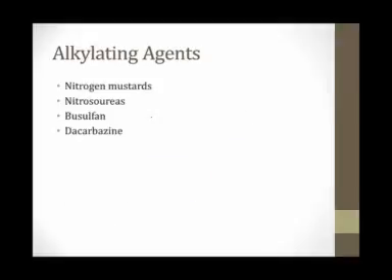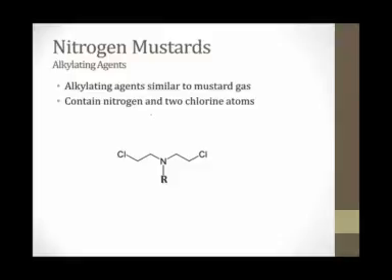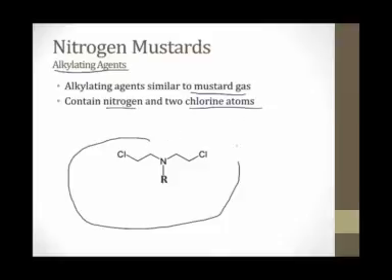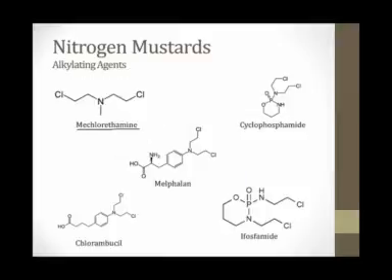There are a number of different drugs that function as alkylating agents. I'll focus on the ones listed on the slide here in this module. So we'll begin with the nitrogen mustards, which are alkylating agents that have a structure similar to mustard gas. You may know that mustard gas was used for chemical warfare in World War I. Modified versions of the mustard gas molecule have led to the development of alkylating agents used for chemotherapy. And all of these drugs contain a central nitrogen and two chlorine atoms similar to the structure shown on the screen here. Mechlorethamine is the simplest of the nitrogen mustards.